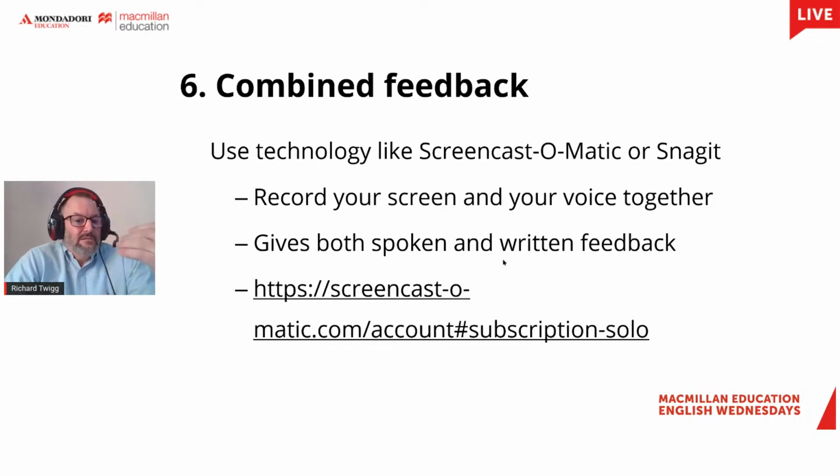So they could send a video and I could give them feedback on their spoken word, but also I could give them spoken feedback, but I could also type feedback whilst I am recording. So I could have both. So they get two different things at the same time.